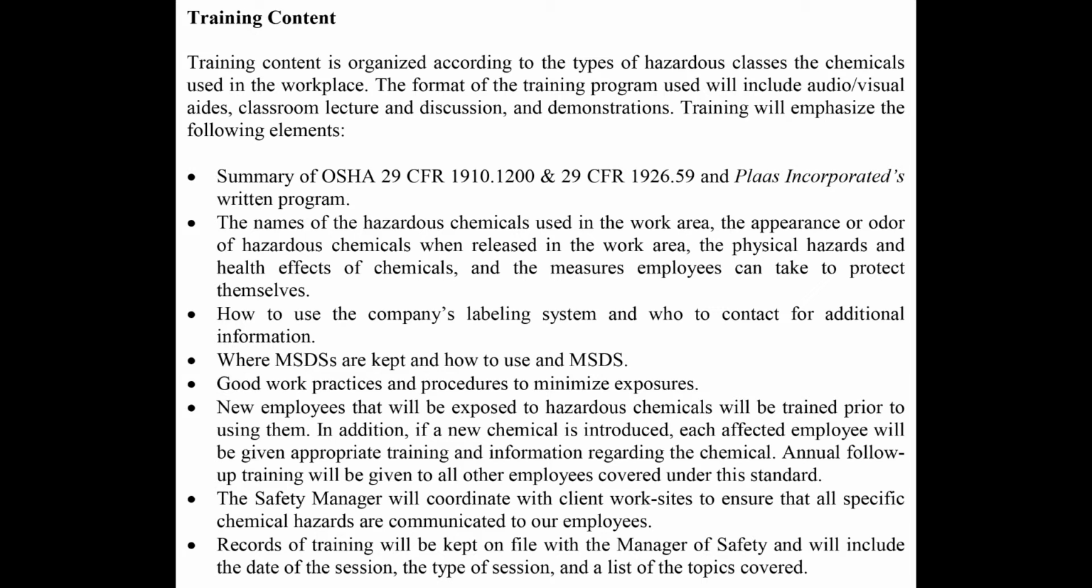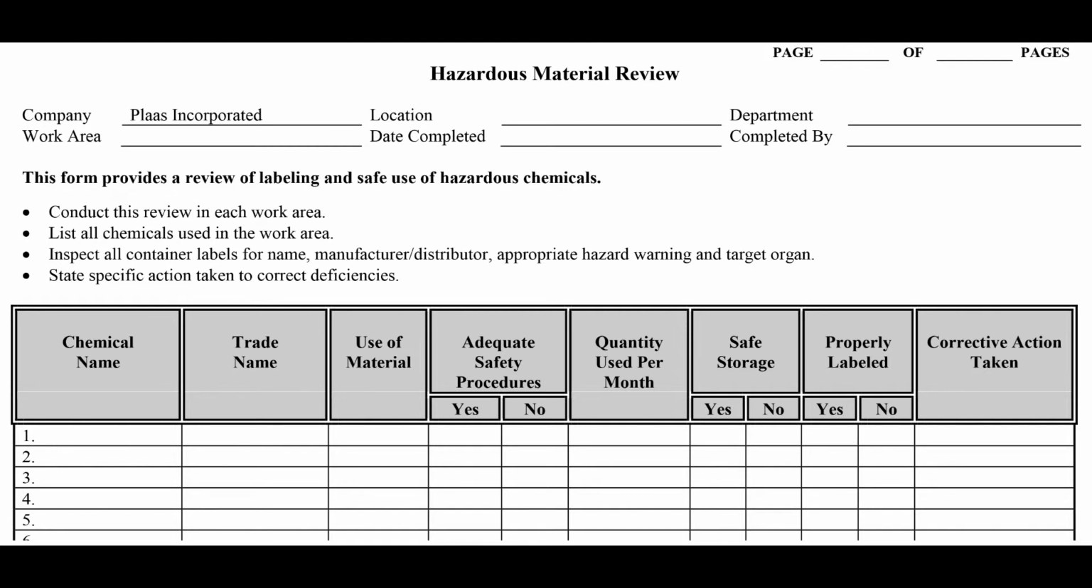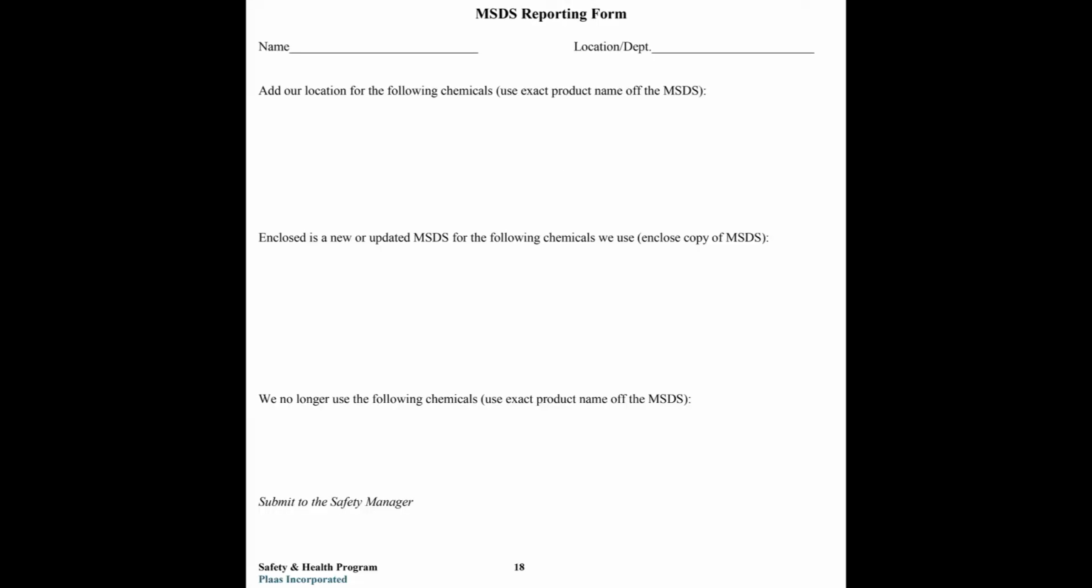The safety manager will coordinate with client work sites to ensure that all specific chemical hazards are communicated to our employees. Records of training will be kept on file with the manager of safety and will include the date of the session, the type of session, and the list of topics covered. Attachments: chemical inventory sheet, hazardous material review, material safety data sheet, sample SDS letter, hazard communication training record, hazard communication learning exercise and answer sheet, hazard communication SDS learning exercise and answer sheet.